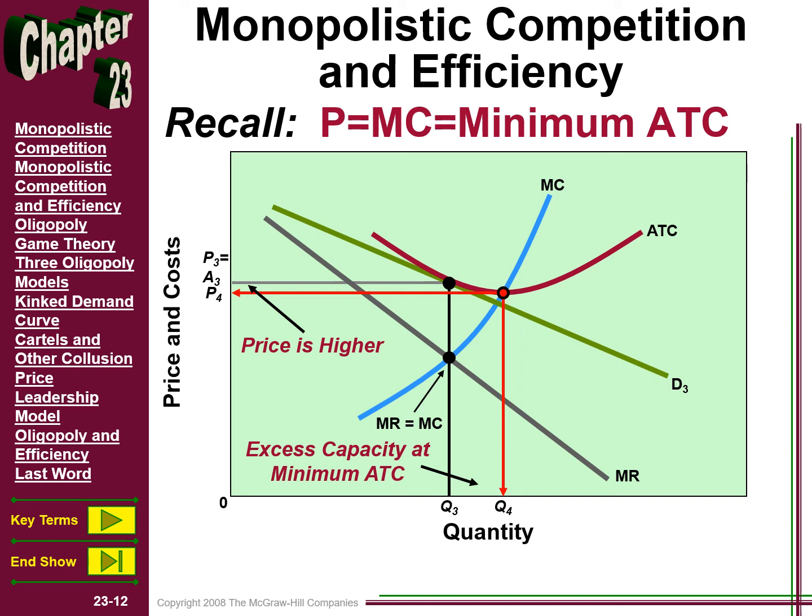Notice the distance between Q3 and Q4, what we call excess capacity at minimum average total cost, right? This excess capacity. So this is the interesting aspect of evaluating the monopolistic competition industry model. It boils down to what economists like to discuss, trade-offs. So there's a tremendous trade-off here.